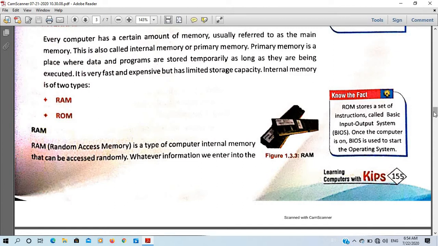So ROMs are important and very expensive also, because you know very well that the motherboard is the costliest of all the parts of the computer. The CPU is costlier, and why is the CPU expensive? Because the CPU is made up of this motherboard. Now let's see what is RAM.